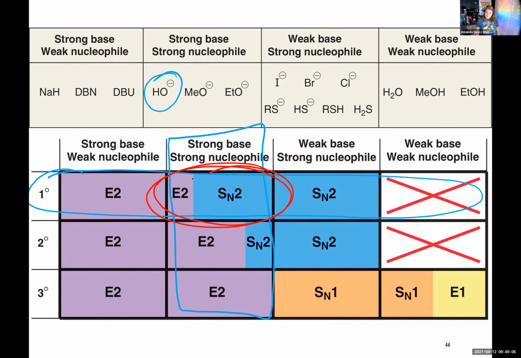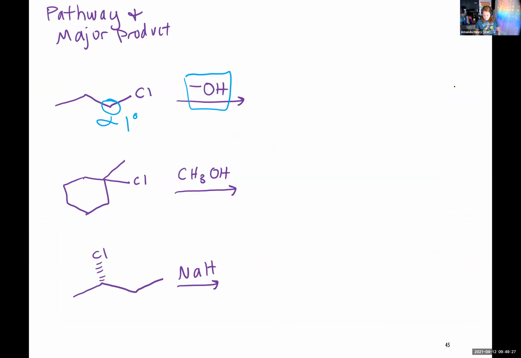We know that there's an exception to that. If we're using a bulky base, then the E2 will be the major pathway. But we have hydroxide. Hydroxide is not bulky. It's very small. So there's my answer, part of my answer. I know that it's going to go through an SN2 pathway. So there's my first step. I'm just going to put SN2 on the side over here.